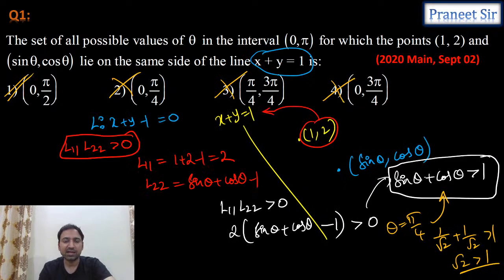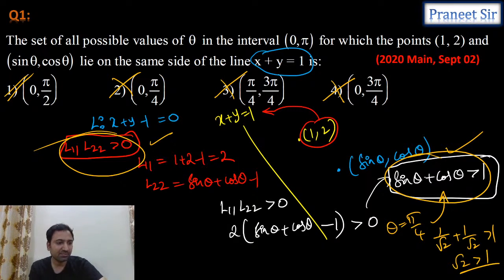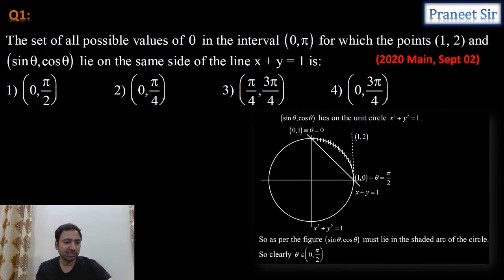Is it clear? Understood how I calculated? If two points lie on the same side of a straight line, the condition is L11 into L22 should be positive. L11 is already positive, and L22 we need to make positive. For that we are getting this inequation. To solve this inequation, we are just verifying the options. Let's do the next question.